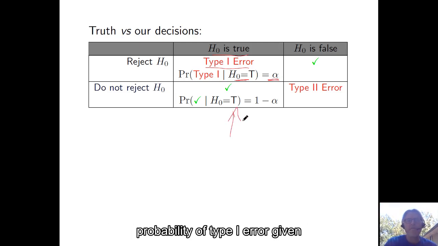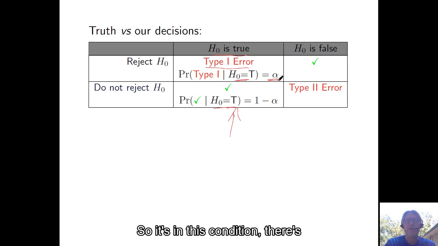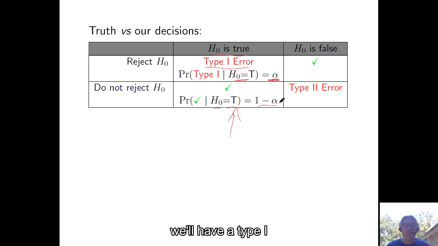Alpha is the probability of a type 1 error given that the null hypothesis is true. So it's in this condition. There's alpha probability that we reject the null and a 1 minus alpha that we fail to reject the null. So if we want to avoid this error, we set alpha to a really low number, so then there's a low probability that we'll have a type 1 error.